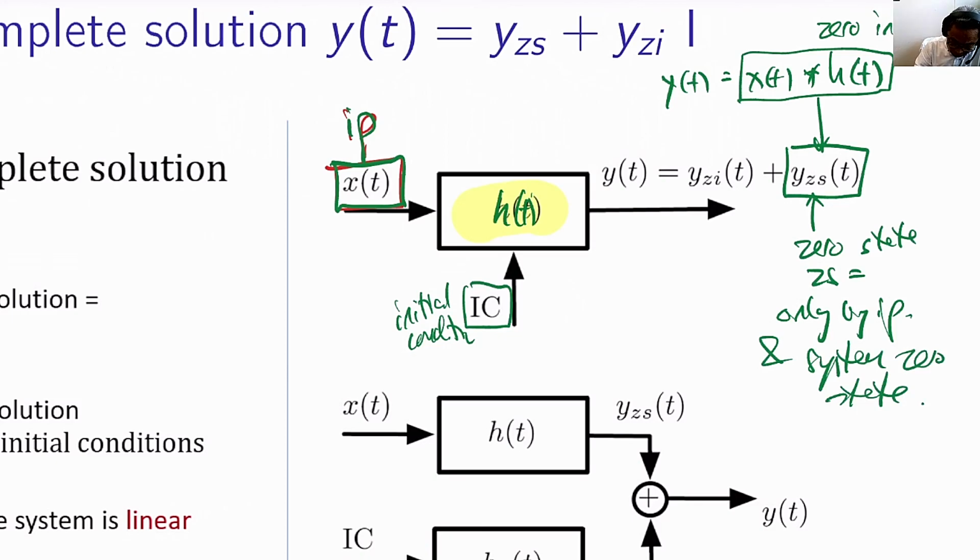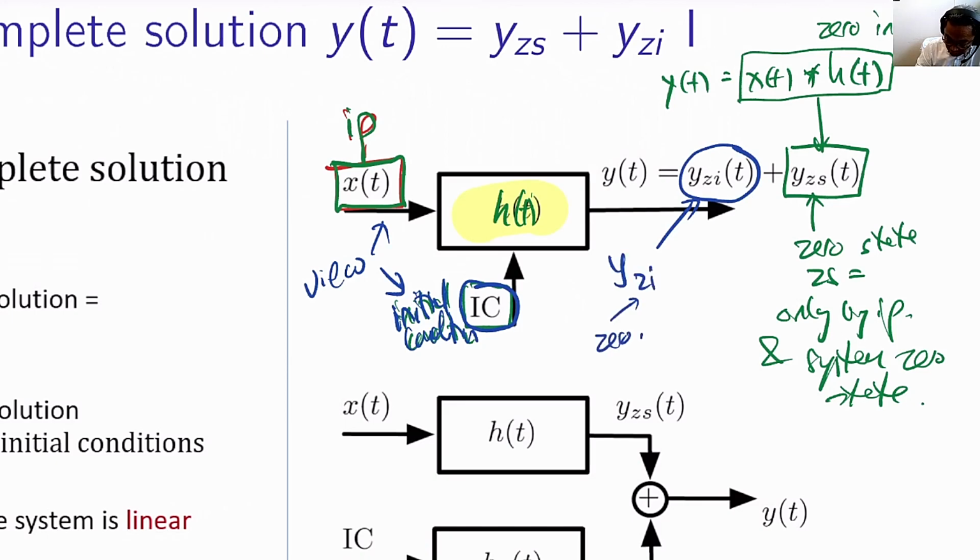What about the other one? If the initial condition is not zero, then you can view the two things as input. One of them is x of t and one of them is the initial condition. Then the initial condition is also sent into the system to get something called y ZI. ZI means zero input, or actually you can say due to the initial condition.